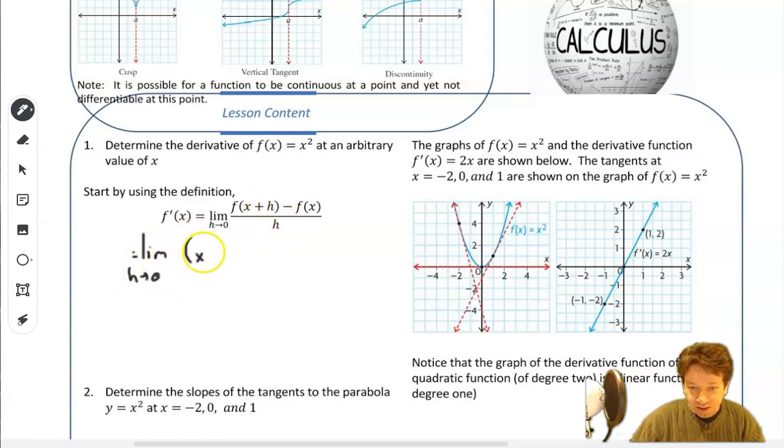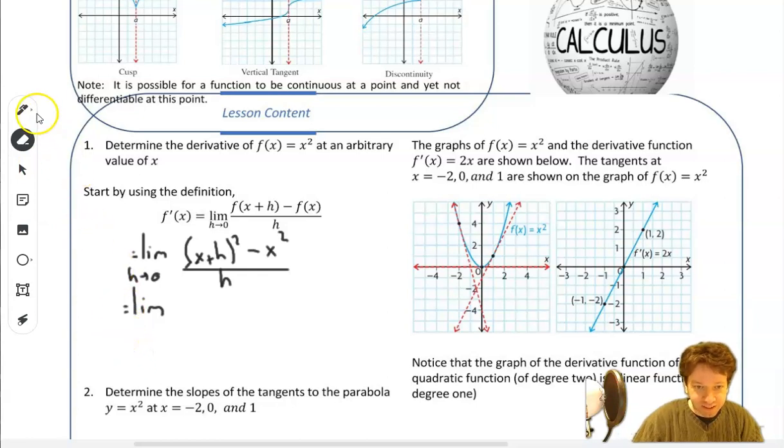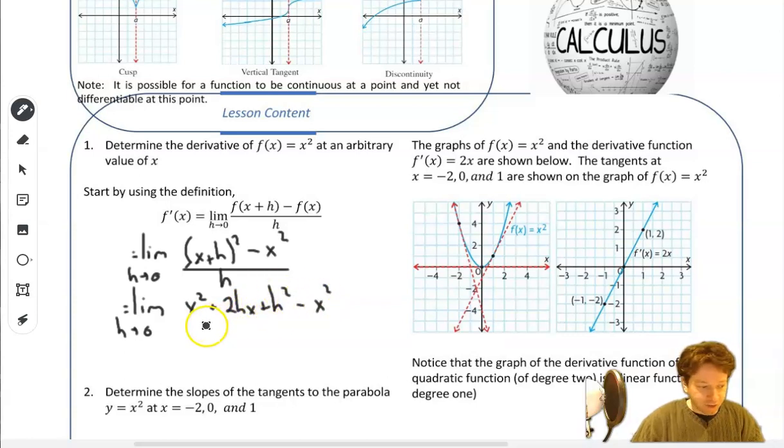So when I do this, I will get the limit as h approaches 0 of x plus h squared. Essentially, I'm just subbing x plus h in for x. So I have to square it. Minus f at x, which is x squared, all over h. All right, so let's expand that x plus h squared, as h approaches 0, not x. And so we're going to get x squared plus 2hx plus h squared minus x squared. All right, so here we have x squared minus x squared. So that's going to cancel. And that's all over h.